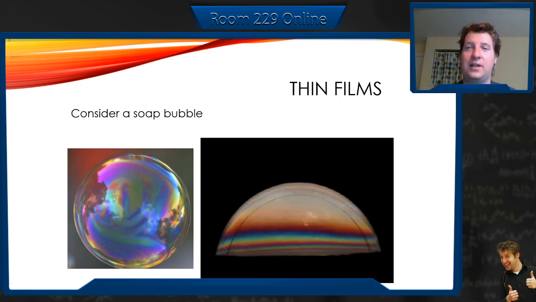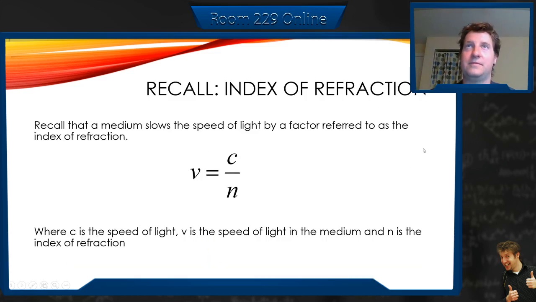So what I'd like to talk about here now is index of refraction. Remember that when light hits a medium, any medium, it slows down. And it slows down by this factor n, which was the index of refraction. That is the amount by which light slows down when it hits the medium.